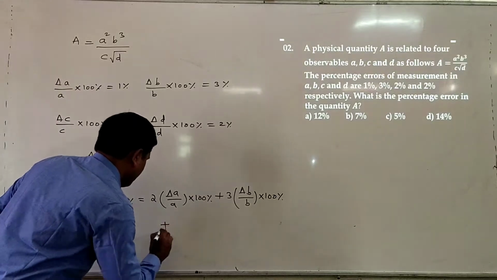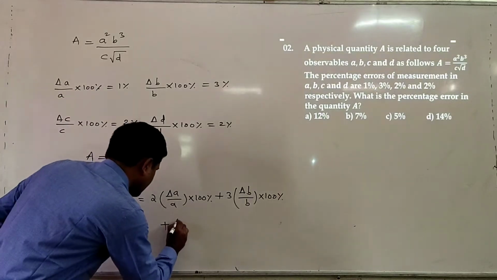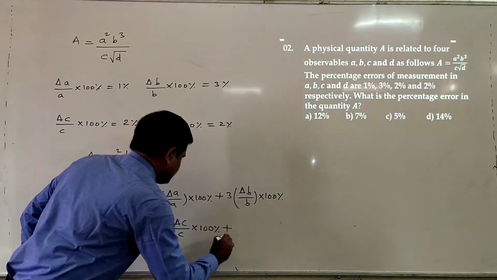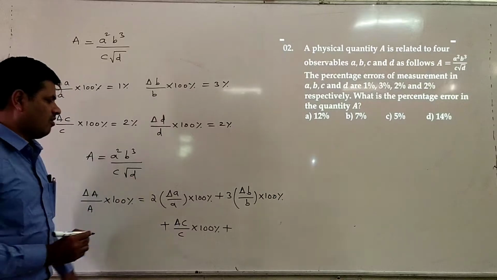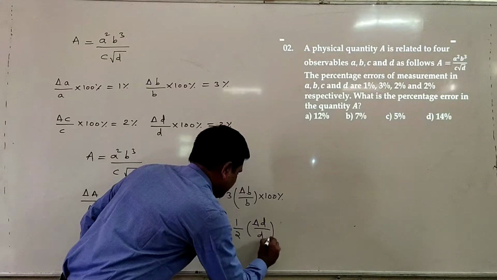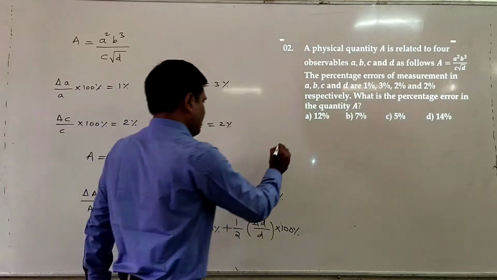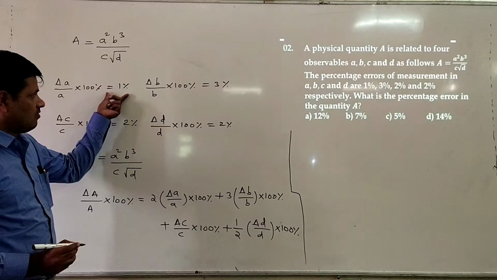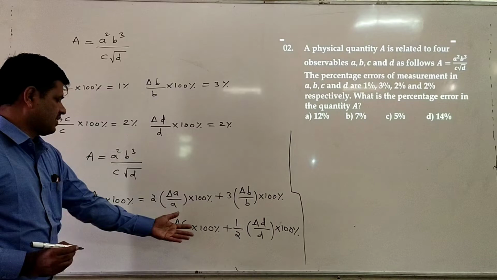Now what is in the denominator? We also get a plus here according to the error rules. Now delta C by C into 100%, plus. Next, D. Under root D means D power of 1 by 2, so 1 by 2 into delta D by D into 100% is coming here. Now we have to find this value. Already we know delta A by A into 100% is equal to 1%, and delta B by B into 100% is equal to 3%. These four values we can substitute here.